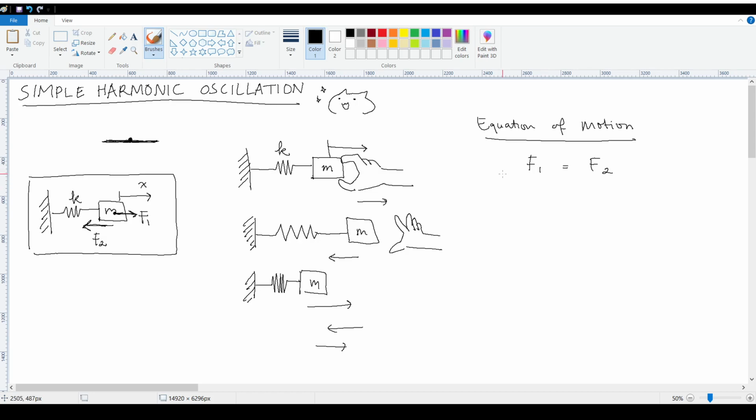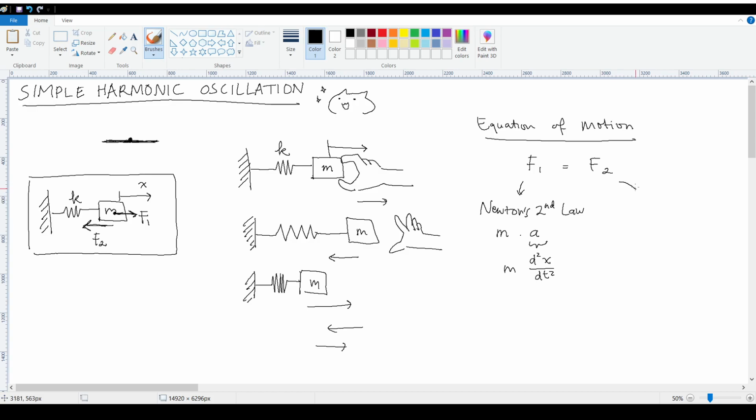Now we have to find what F1 and F2 are. I'm going to assume you have this theory before. For F1, let's take a look at Newton's second law. In Newton's second law, if a mass moves, it will have a force that is equal to the mass times the acceleration. And here, the acceleration is the second derivative of the displacement, x, with respect to time.